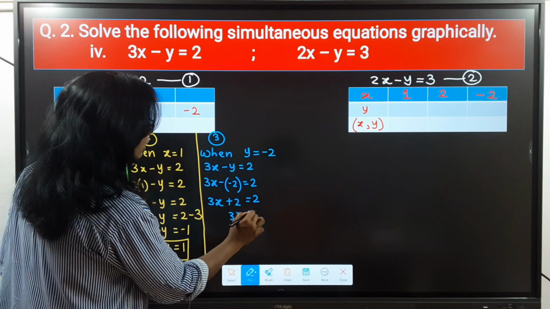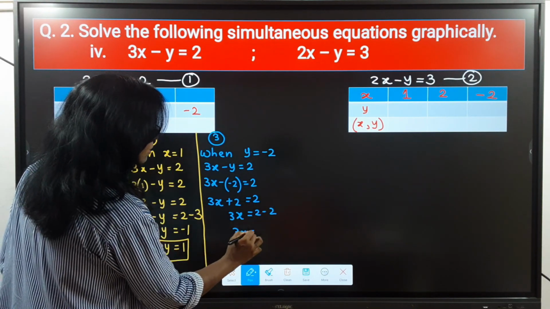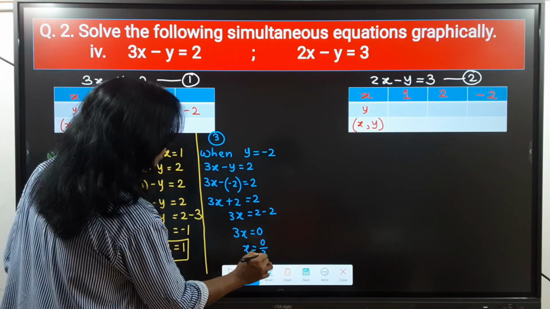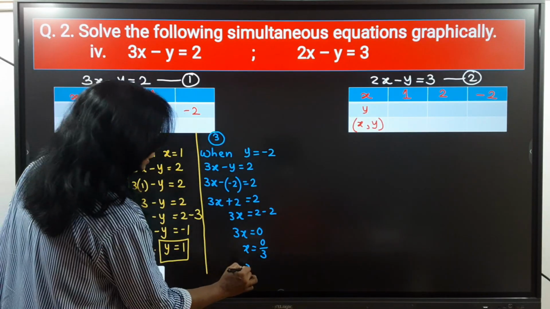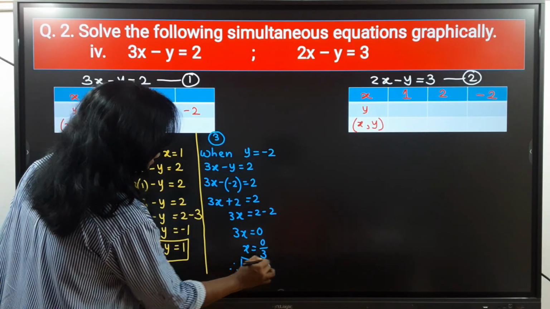So 3x is equal to 2 minus 2. So 3x is equal to 0. Therefore, x is equal to 0 upon 3. So now here 0 upon 3, that means here students x is equal to 0.